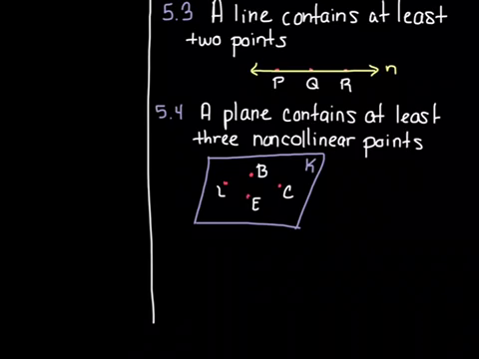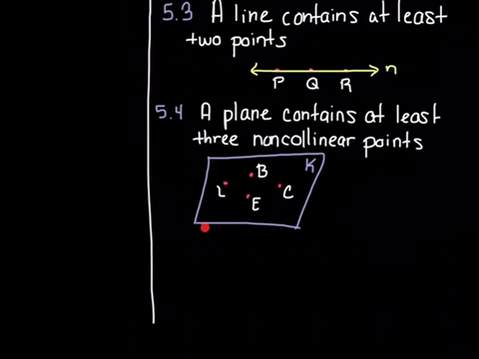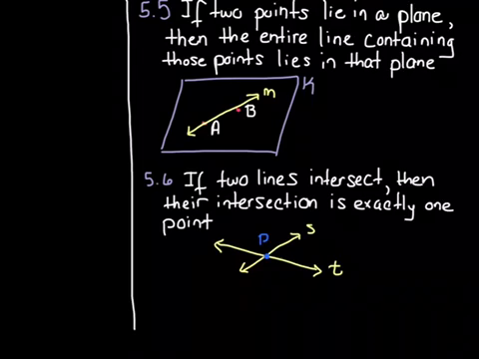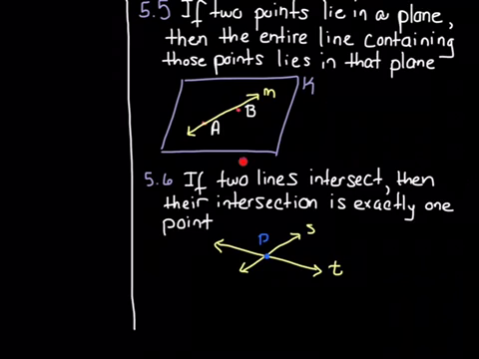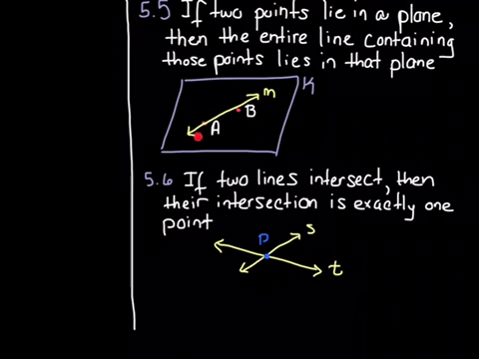Postulate 5.4. A plane contains at least 3 non-collinear points. So plane K has to have at least 3 non-collinear points. So in this example, I have 4 of them, L, B, E, C. Postulate 5.5. If 2 points lie in a plane, then the entire line containing those points lies in that plane. So if 2 points are inside of a plane like we have here with A and B, then the entire line that passes through A and B is also in that plane. So the line M is also in plane K.